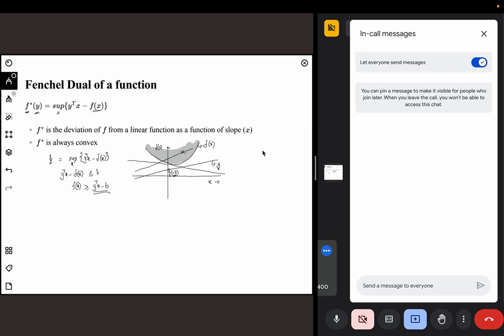If you're trying to minimize this function f of x, or you try to find a line such that this intercept will be maximized, eventually it will go something like this, and this might be the value at which it will be minimum, and that is where the optimal value of f of x will be reached. This is just another way to define a dual in addition to Lagrange.